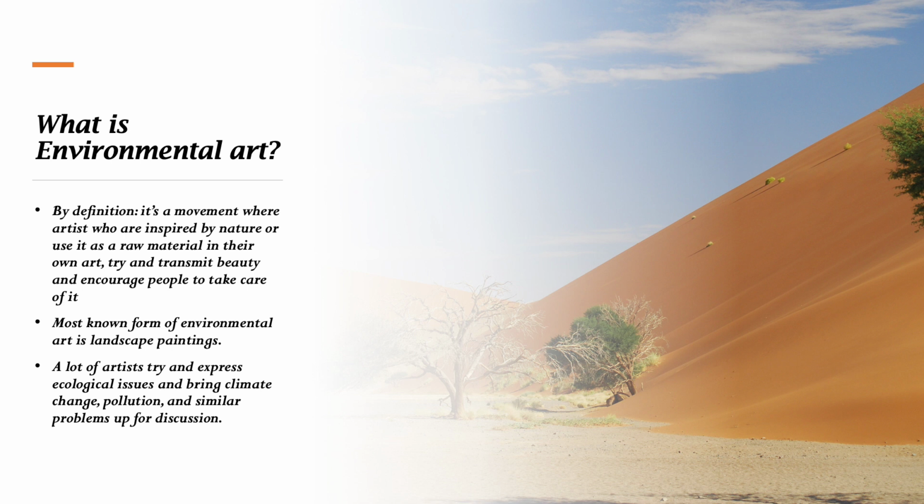What is environmental art? By definition, it is a movement where artists who are inspired by nature or use it as a raw material in their own art. They try to transmit beauty and encourage people to take care of the environment itself. The most known form of environmental art is landscape paintings, but a lot of artists try to express ecological issues and bring climate change, pollution, and similar problems up for discussion through their artwork.